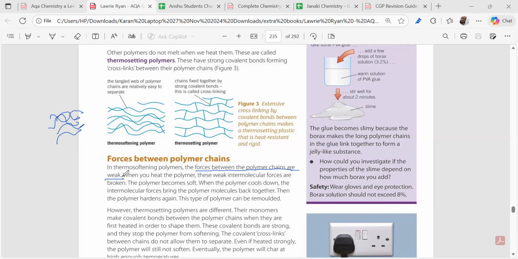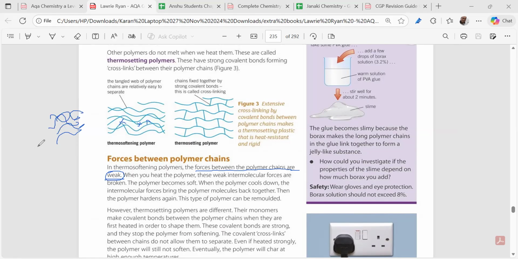We have an entangled web. The chains are not parallel. They are meshed, so the forces of attraction between the polymer chains are weak. Is it clear? When we heat it, what happens? This weak intermolecular force of attraction can easily break, softening it. And when we harden it again, what happens? It will be setting.